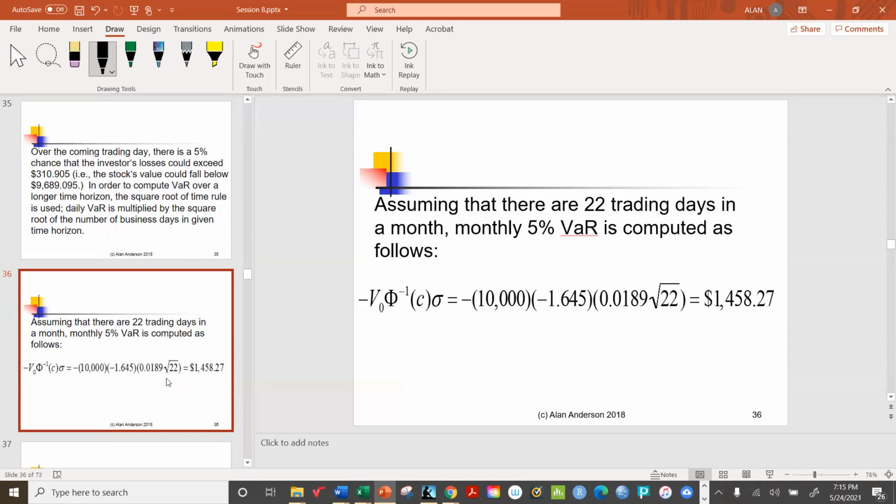Oh, I see. So over a month, there's a 5% chance that we might lose $1,458.27 instead of $310 over a single day. So you notice the risk increases not linearly with time, but with the square root of time.